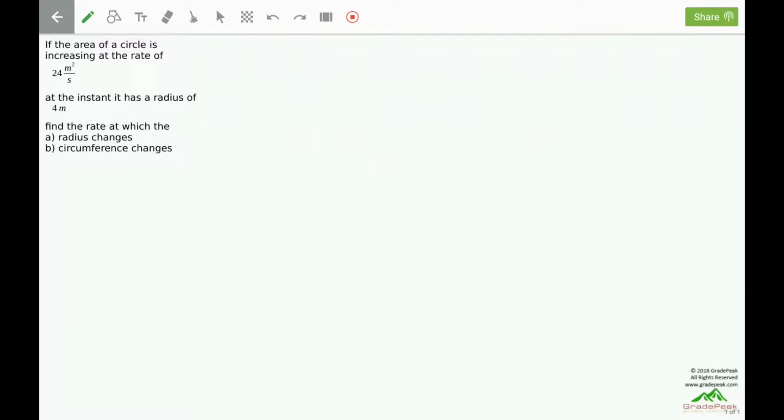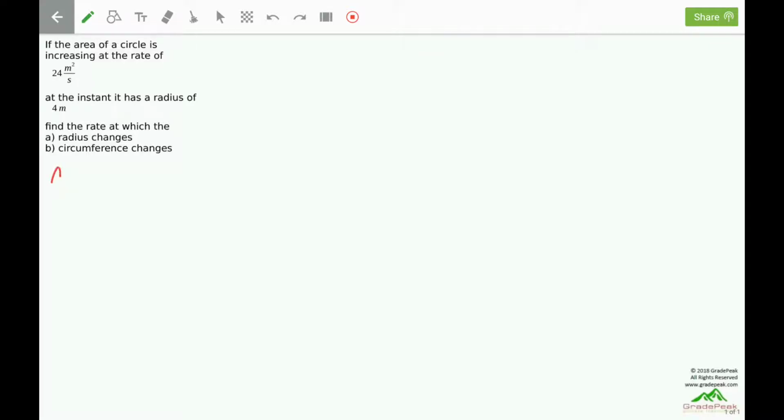If the area of a circle is increasing at the rate of 24 meters squared per second at the instant it has a radius of 4 meters, find the rate at which (A) the radius changes, and (B) the circumference changes. Let's start by writing down the information that we are given.